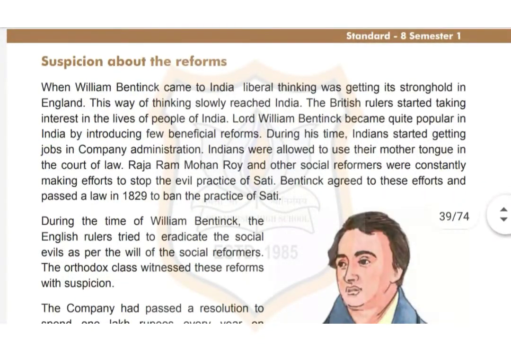Now, suspicions about the reforms. When William Bentinck came to India, liberal thinking was getting its stronghold in England. This way of thinking slowly reached India. The British rulers started taking interest in the lives of people of India. Lord William Bentinck became quite popular in India by introducing few beneficial reforms.